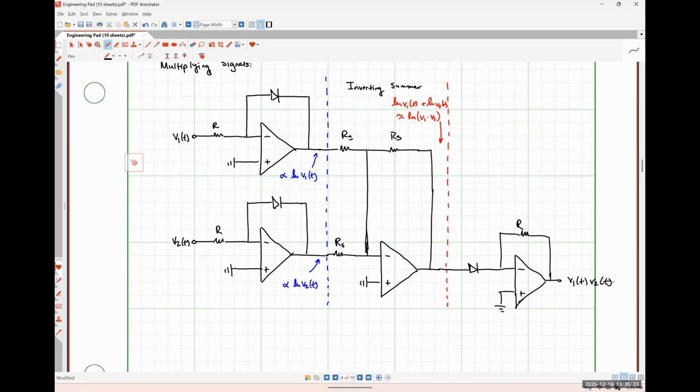I tend to use differentiating amplifiers more so than integrating amplifiers because we kind of fudged things a little bit with the explanation for the integrating amplifier by doing our integral from negative infinity to t so that we wouldn't have to worry about initial conditions. But in a real system, you will have some initial conditions.